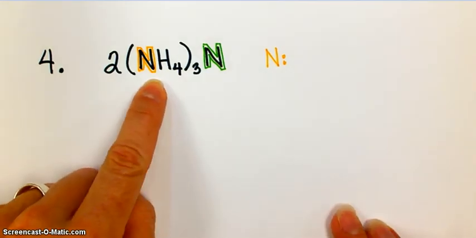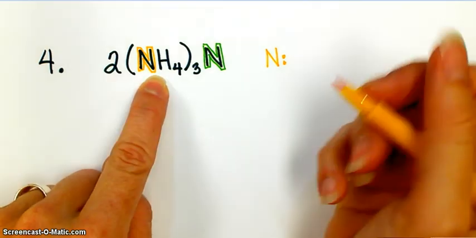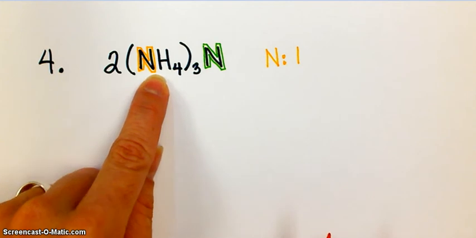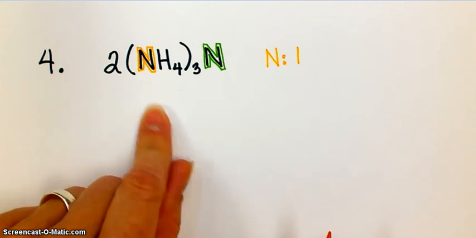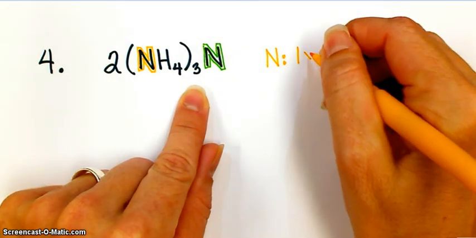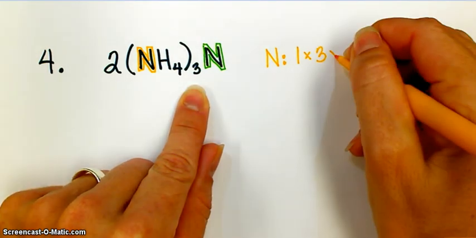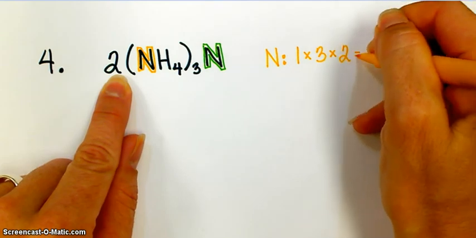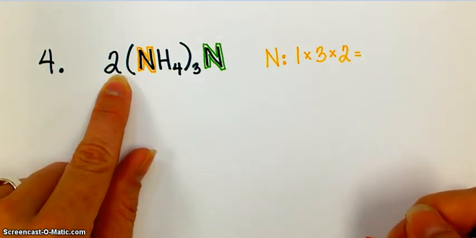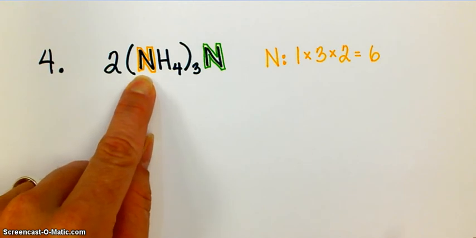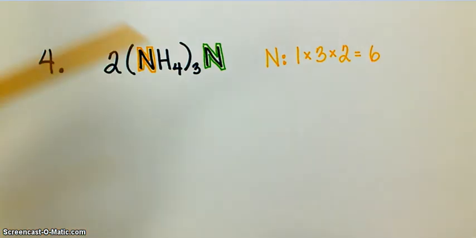What is the subscript on that nitrogen? 1. There's nothing written next to the N, so I understand that the subscript is 1. So there's a 1 on the nitrogen inside the parentheses. What is the subscript outside the parentheses? 3. So I'm going to say 1 times 3, and then there's 2 molecules, so times a coefficient of 2, for a grand total of 6 nitrogens from this area. Then let's do hydrogens.